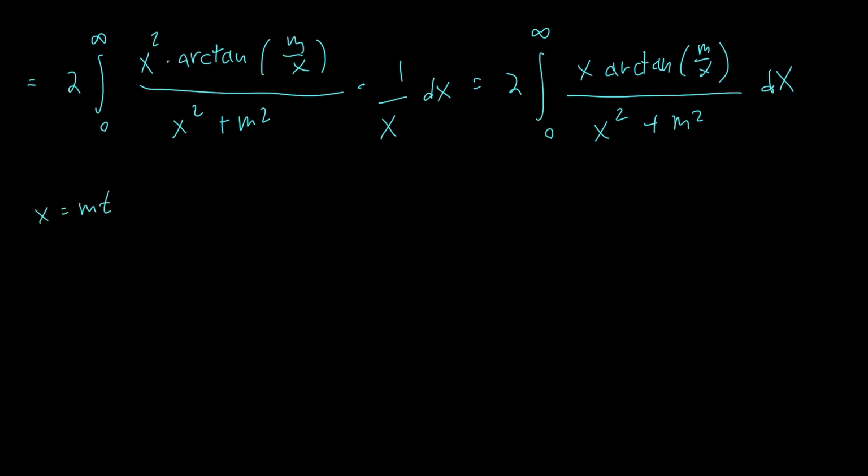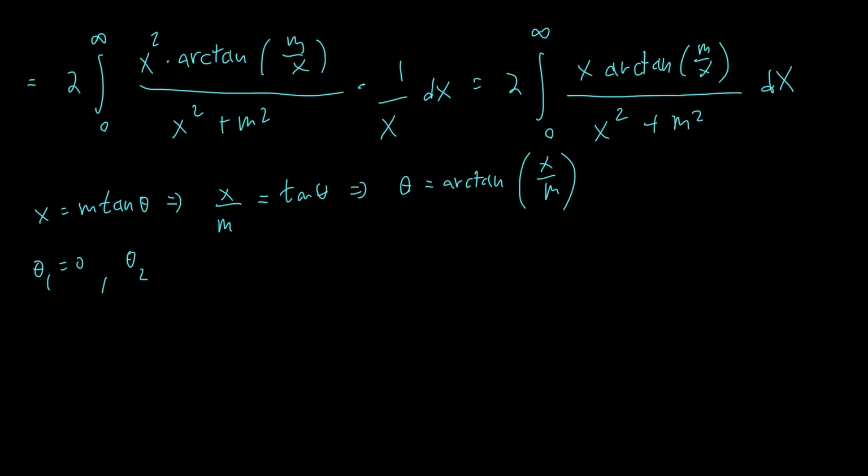So from here we could use a trigonometric substitution. So I'm going to let x equal m tangent theta, which means that x over m equals the tangent of theta, which means that theta is the arctangent of x over m. So as x approaches 0, theta 1 approaches 0, and as x approaches infinity, theta 2 approaches pi over 2. So we have those bounds. And now dx will end up being m secant squared theta d theta.